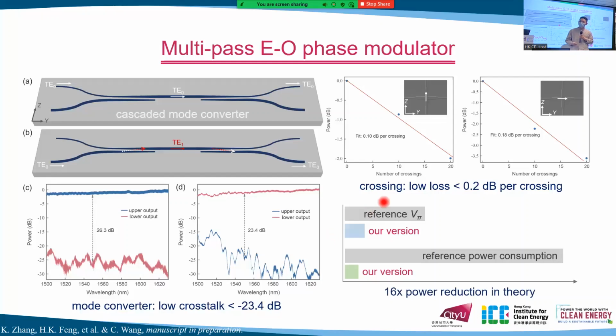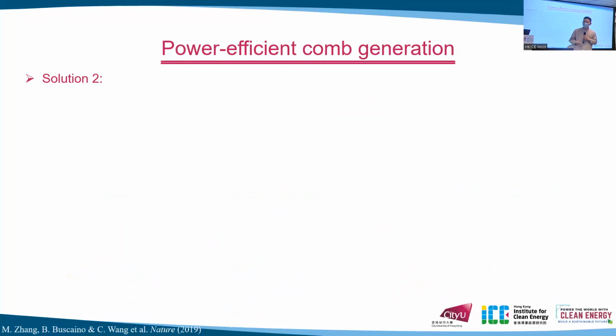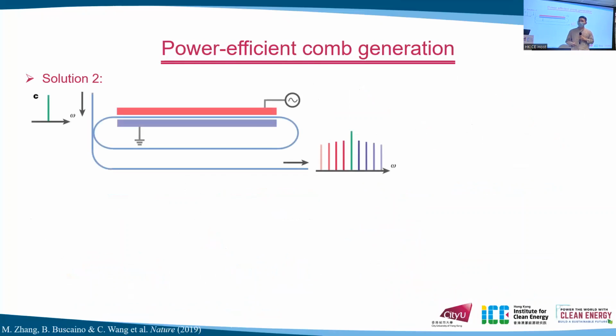So this multipass modulator has a very low wave height and very low power consumption. In theory, we can have 16 times power reduction at most. So this is a power efficient phase modulator. Also, we can have comb generation via this resonator.